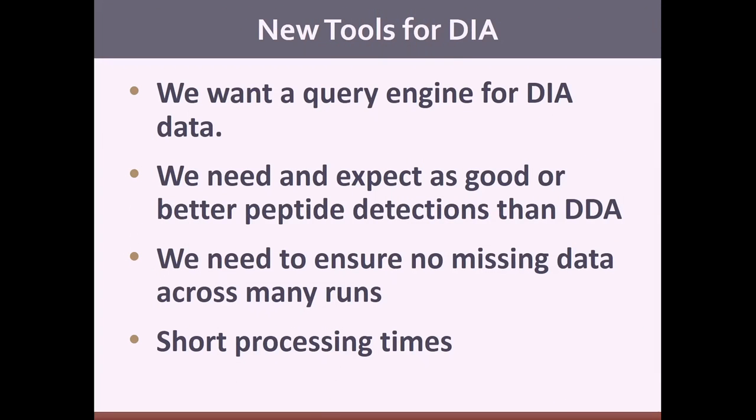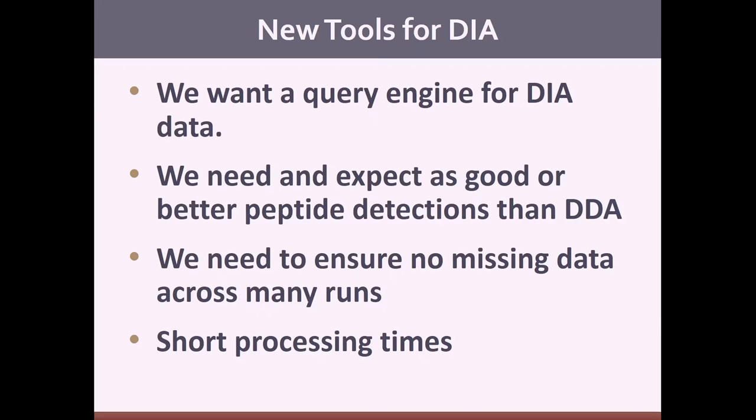Okay, so a little bit about some new tools. So I'll talk currently about two tools that are going on in our lab. We got started thinking about this, and we wanted a query engine for DIA data. And one of the things that we expected or wanted was to be able to get better peptide detections than DDA. Now, I've already mentioned quite a bit that our lab really does feel like having a more constrained search space in many ways allows us to manually interrogate the data better. We're able to follow up on the results. We can make better sense of it than we could otherwise.